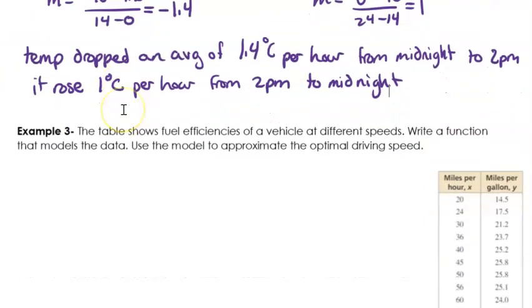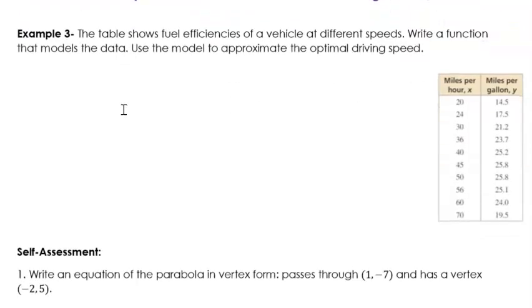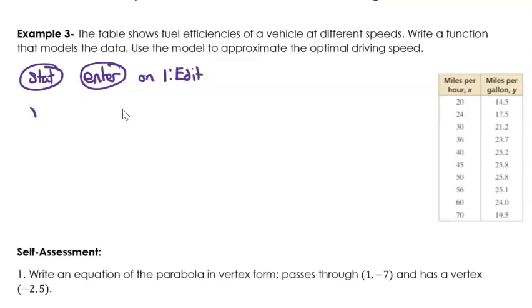All right, let's look at example 3. Okay, this table shows fuel efficiencies of a vehicle at different speeds. Write a function that models the data. Okay, when we have a model like this, we are going to use our calculator, and it's kind of similar to what we did back in chapter 1. First, we're going to go to stat. We're going to enter on where it says 1 edit. And we're going to put our x values in L1 and our y values in L2.